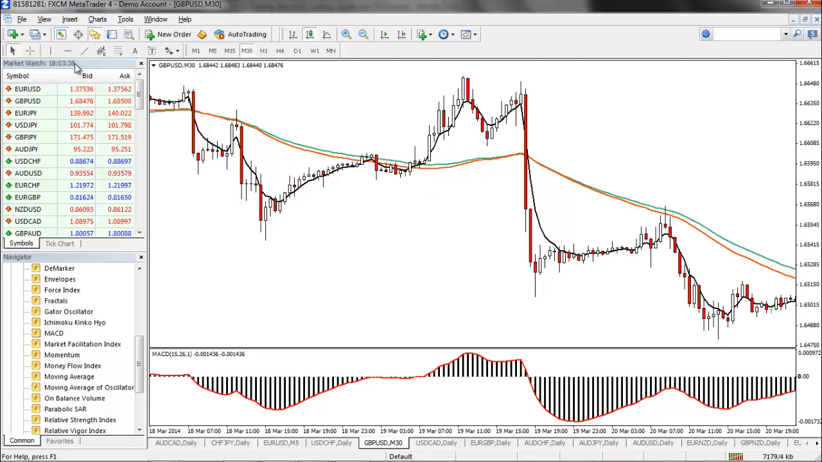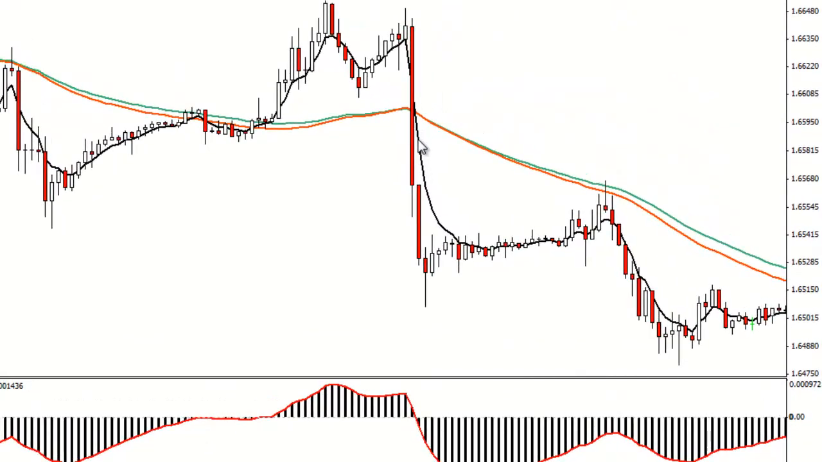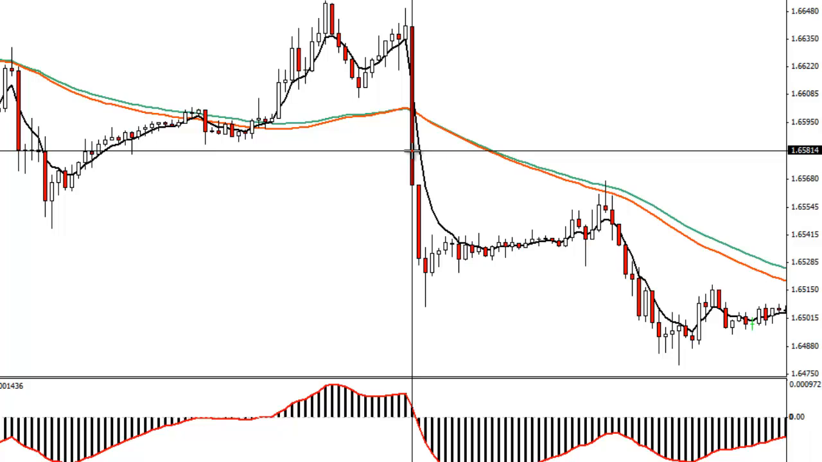Similarly, for a short entry, the MACD histogram should be below the zero level, and the exponential moving average should cross both the linear weighted moving averages in the downward direction. So if you see at this point, the exponential moving average has crossed both the linear weighted moving averages in the downward direction. So this is where it is.